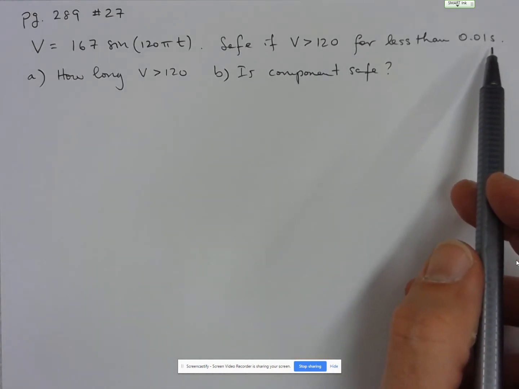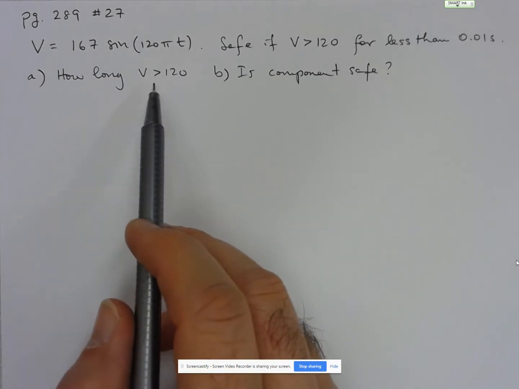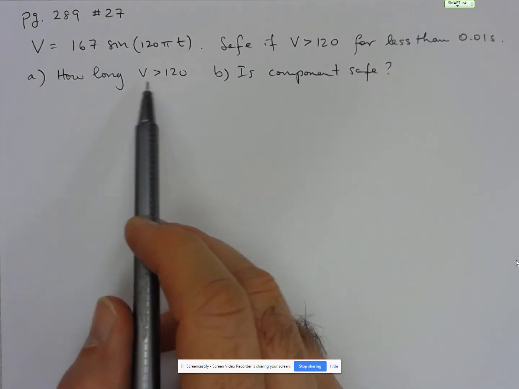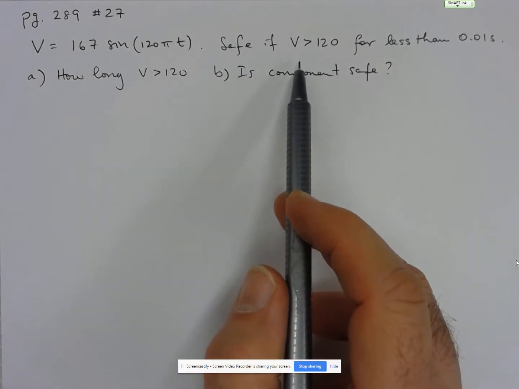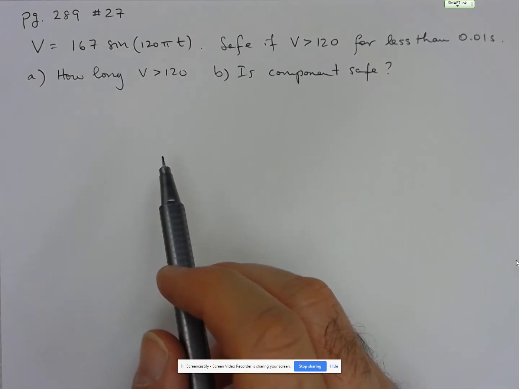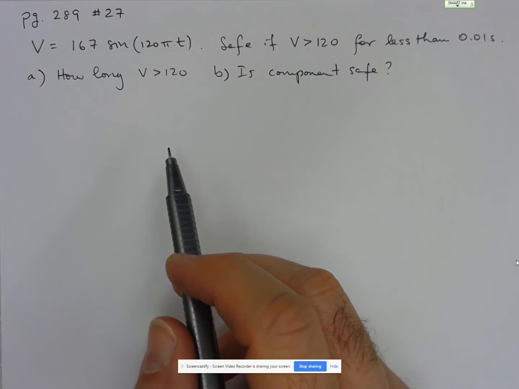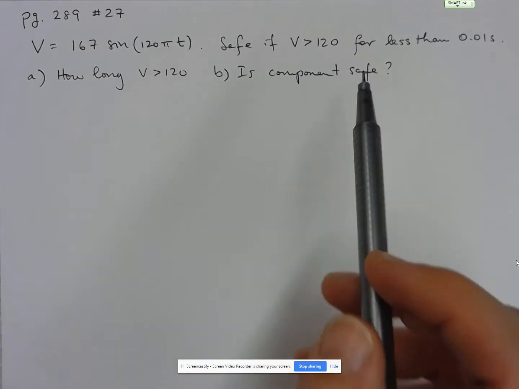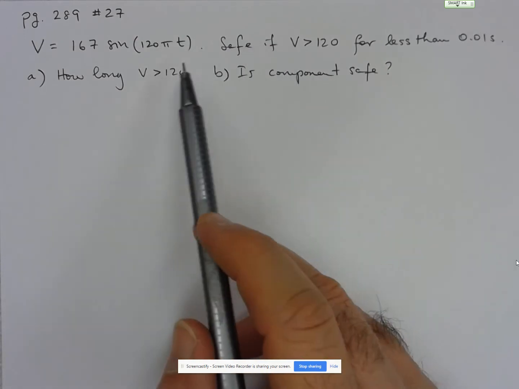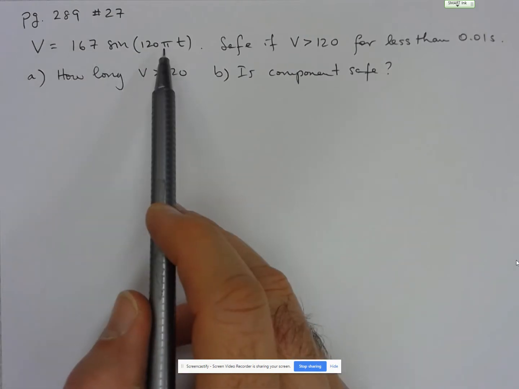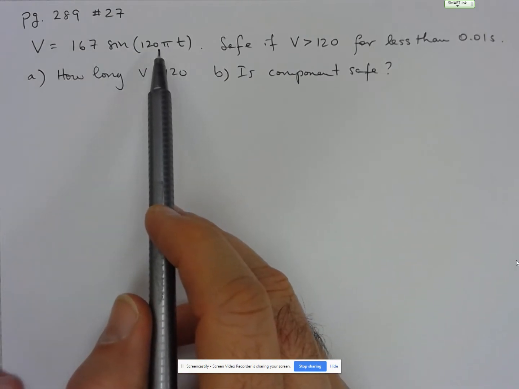And the two things they want us to figure out is how long is the voltage going to be greater than 120 at any period of time? And then is this component safe to use based on the voltages of this particular circuit? All right, so now, even if you don't know anything about electricity and magnetism, you should be able to solve this problem by just thinking of it as a math problem. So we need to first determine when this expression is greater than 120.